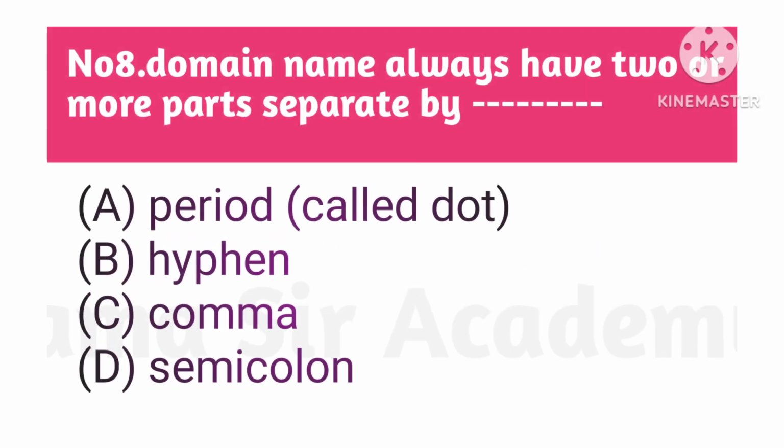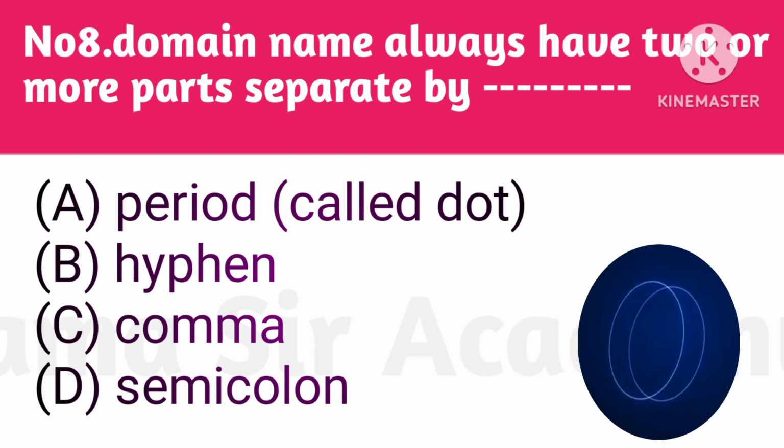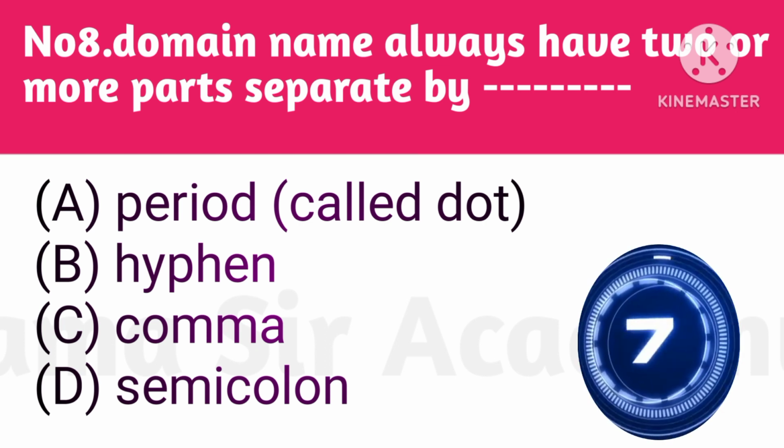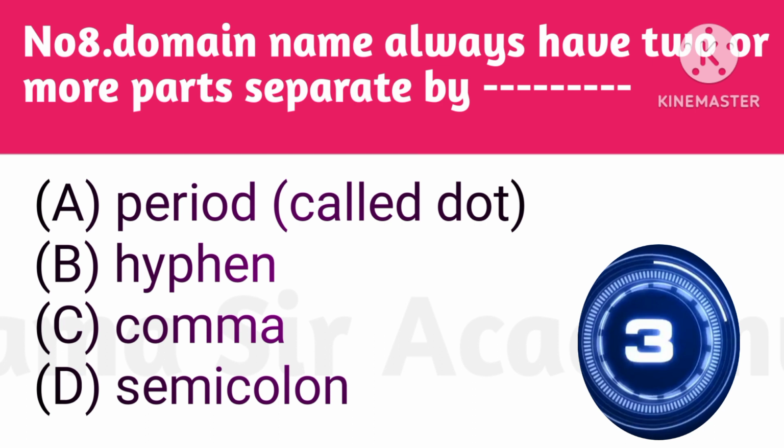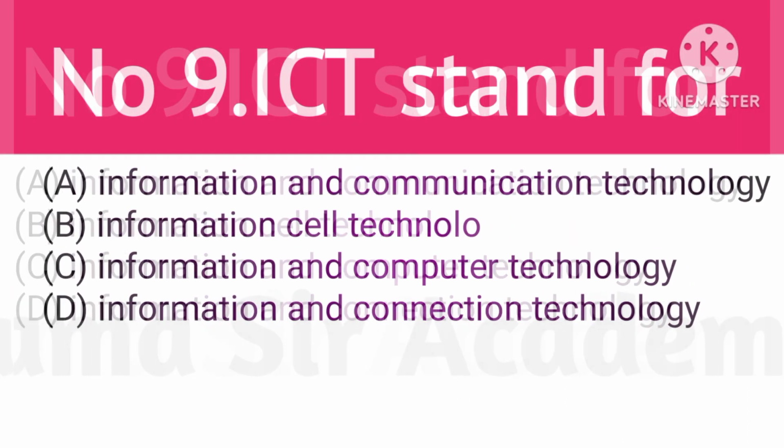Number 8. Domain name always have two or more parts separated by A. Period called dot. B. Hyphen. C. Comma. D. Semicolon. Right answer is option A. Period called dot.